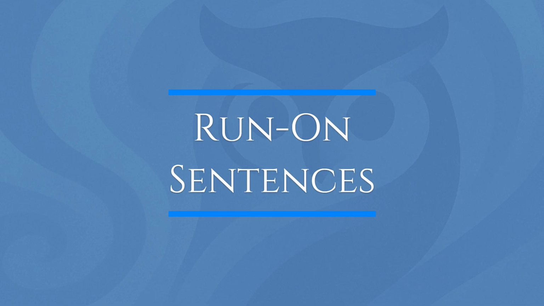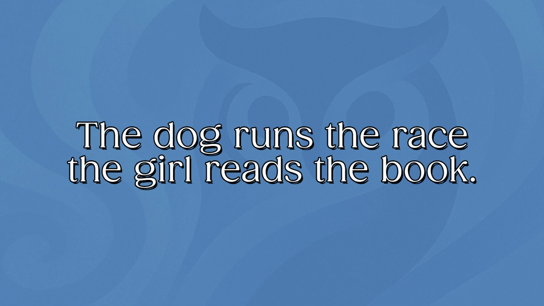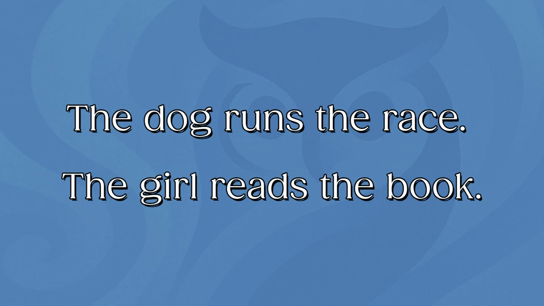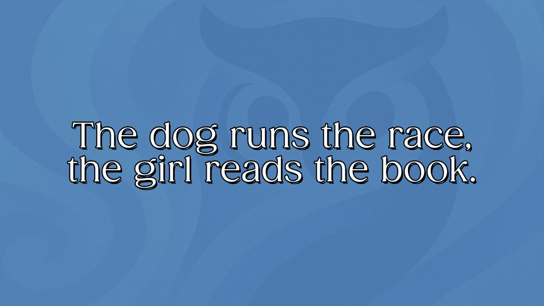A run-on happens when you cram two or more complete sentences together without the right punctuation or connecting words. Example 1, the dog runs the race the girl reads the book. That's a run-on. It's really two separate complete sentences. It should be written as the dog runs the race. The girl reads the book. Example 2, the dog runs the race, the girl reads the book. That's also a run-on. A comma isn't enough to glue two sentences together.